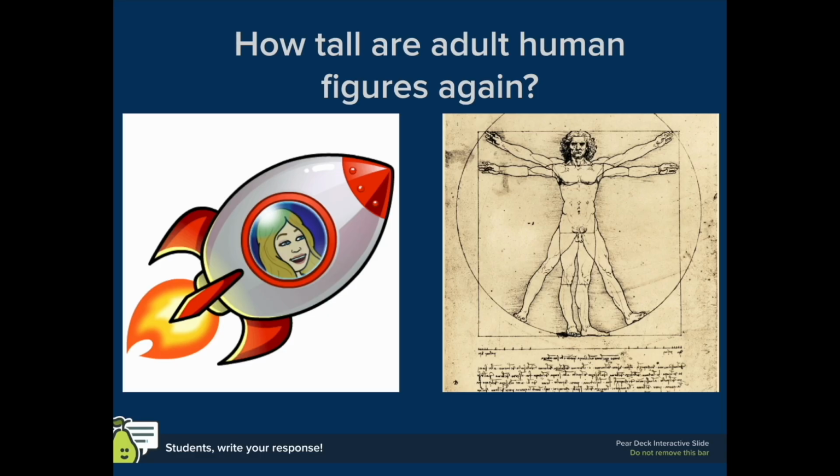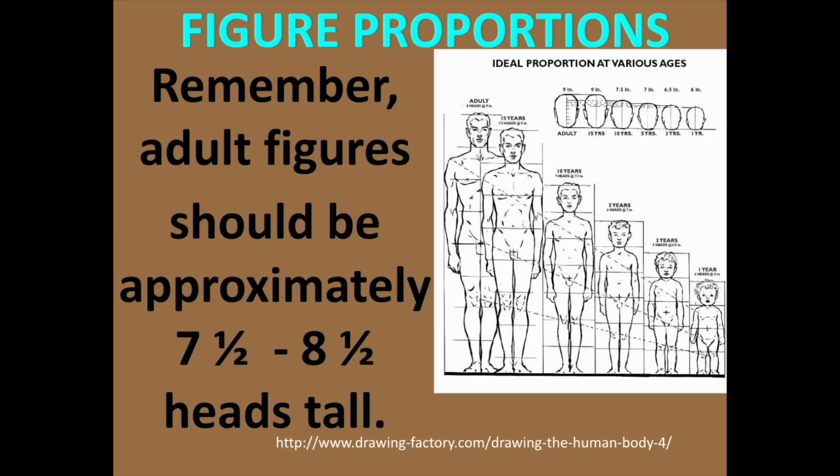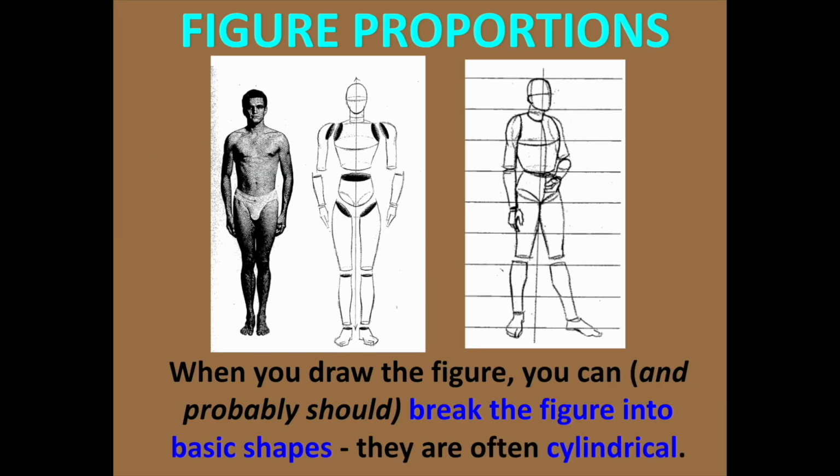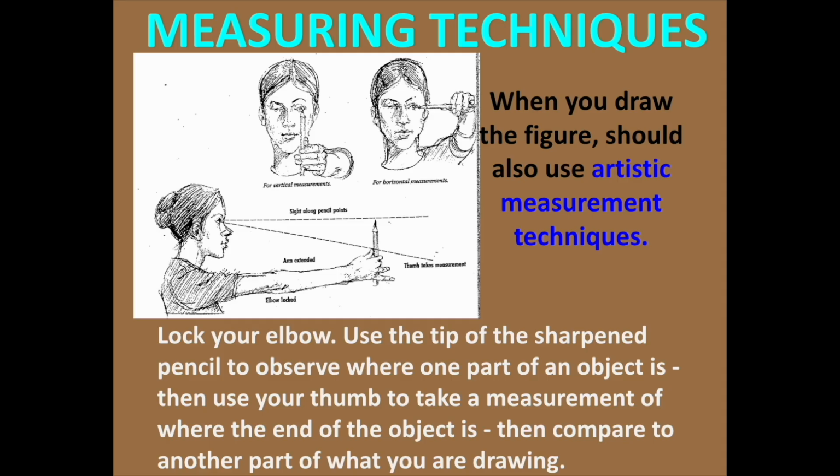Before delving into the modern movements, it's crucial to understand the basics of figure drawing. Human proportions are generally the same from one being to another. That means that adult figures are typically 7.5 to 8.5 heads tall. There are also basic shapes that artists use to create figures using cylindrical type forms. We also use measurement techniques using a pencil to measure and compare body parts.